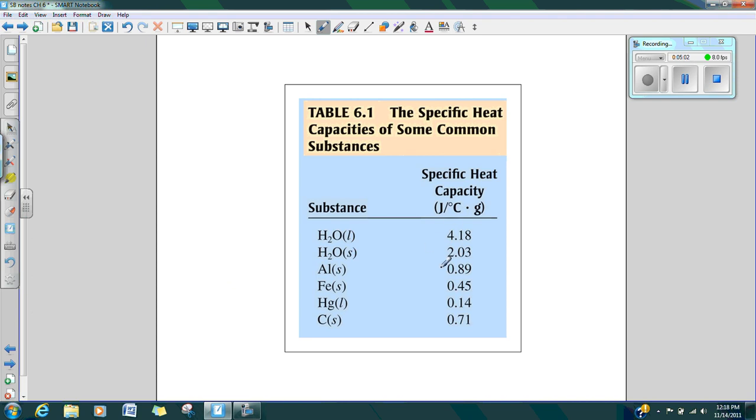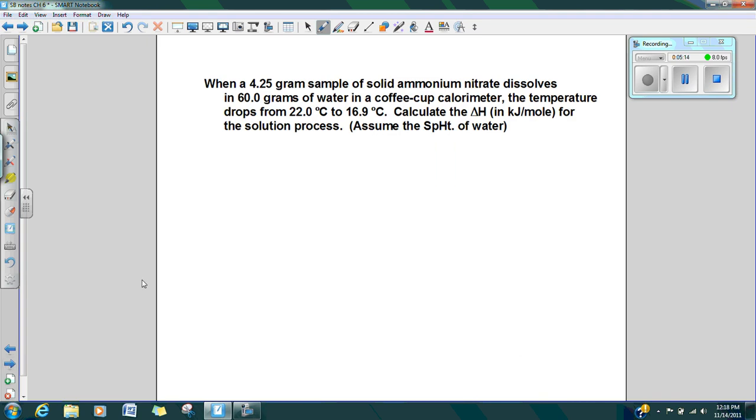Okay, some common specific heat capacities. You can see that water is very, very high as compared to the other substances that we have here. I think I mentioned aluminum as 0.9. There's something a little bit more specific with more sig figs.